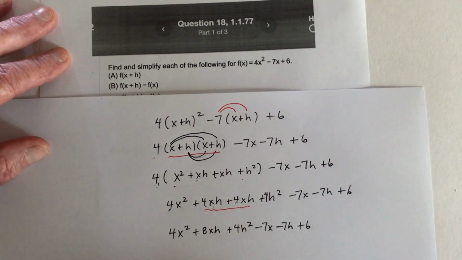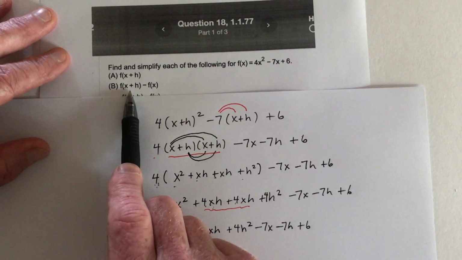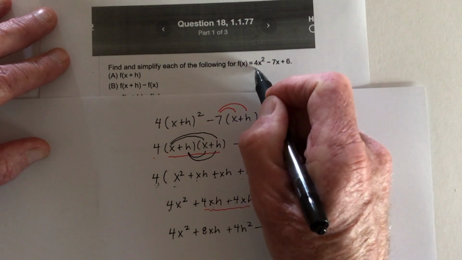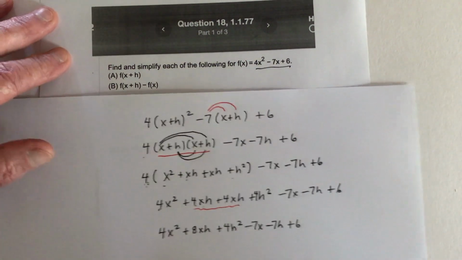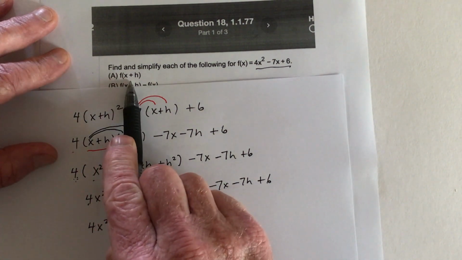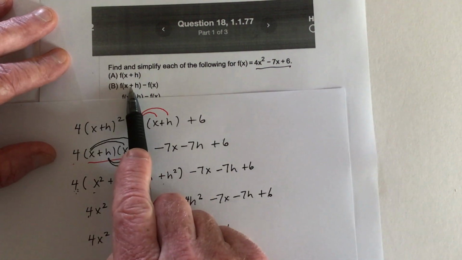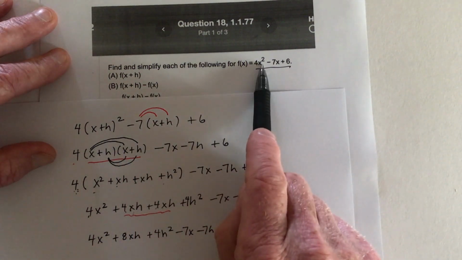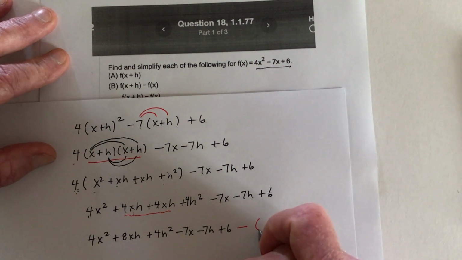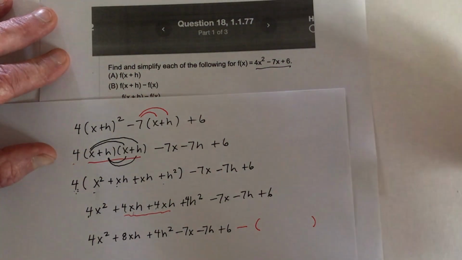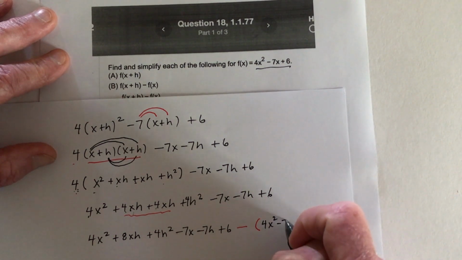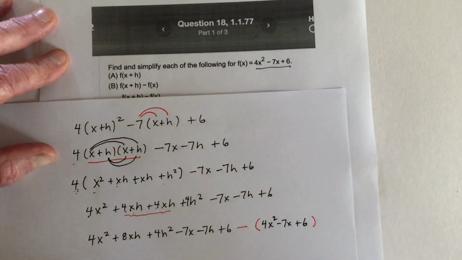Then part B. So part B says, take your answer from part A and now subtract f of x. So now subtract this. I'm not going to rewrite the whole thing because this was already my answer for part A. So that's this part of it. And then subtract f of x. So in other words, subtract the f of x. 4x squared minus 7x plus 6.